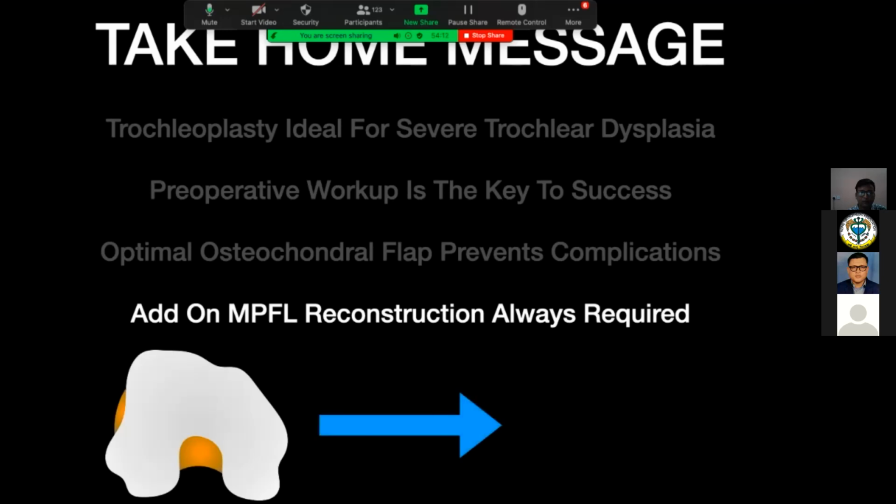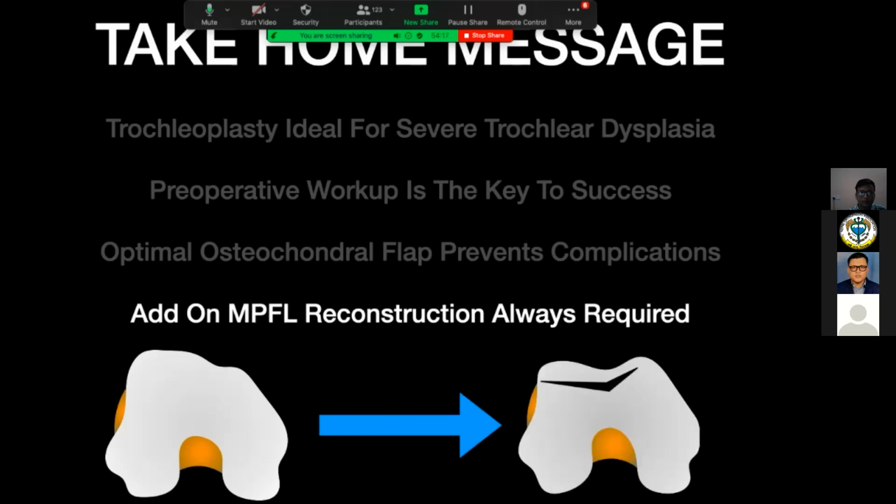Trochleoplasty is the technique in which the anatomy is changed from the malpositioned or misshaped trochlea to the normally shaped trochlea, and by doing so we are changing the axis of the trochlea. That's why even the TTTG may be corrected, and sometimes it may be the only procedure that is required, even if the TTTG is increased preoperatively.